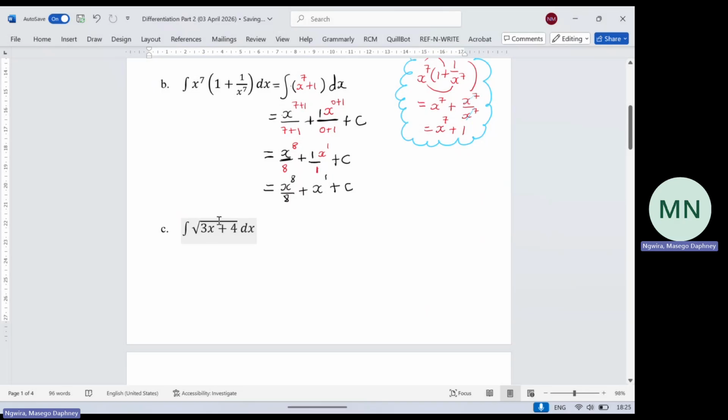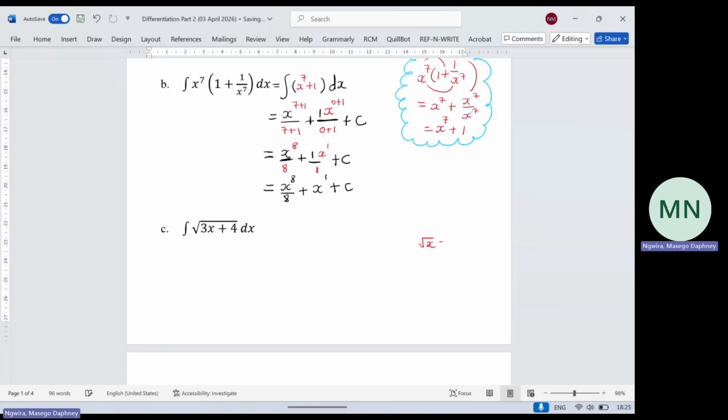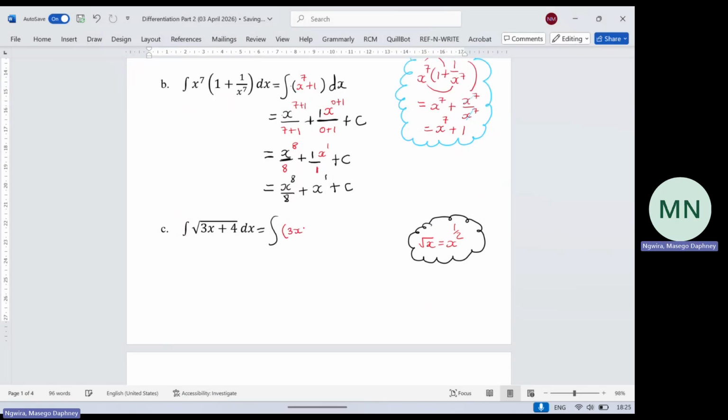Again, we need to change this. So remember, I'm just going to write it on the side. Please remember that the square root of x is the same as x to the power of 1 over 2. So that's what I'm going to apply here before I start integrating. So it means that here I am going to have the integral of, so this will change and become 3x plus 4, then to the power of 1 over 2 inside the bracket, then dx.